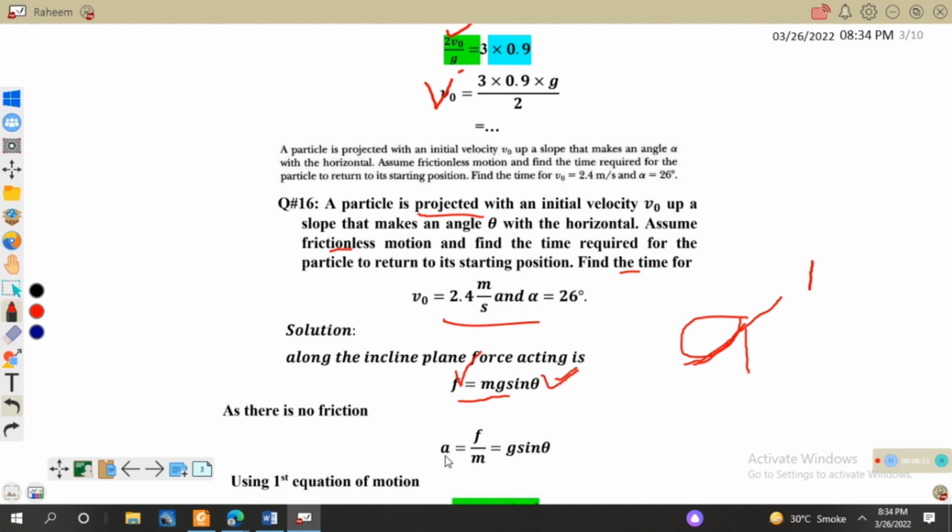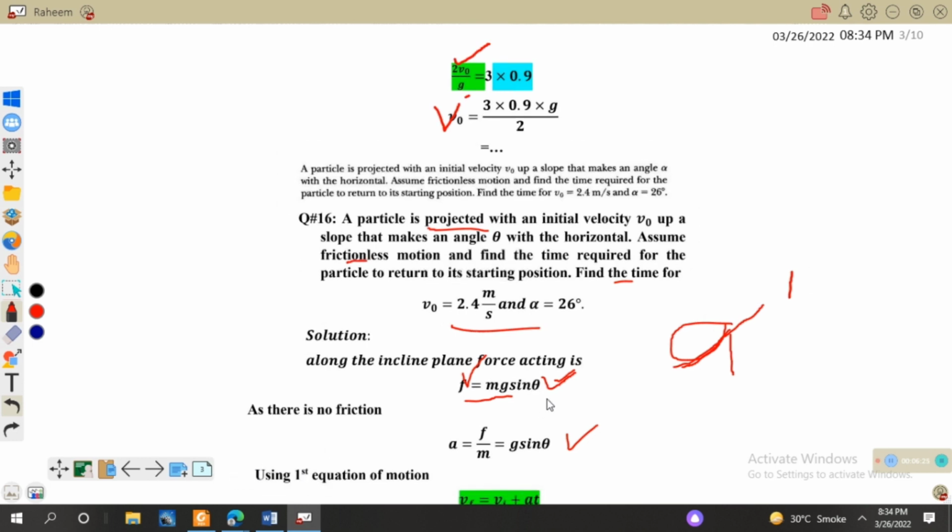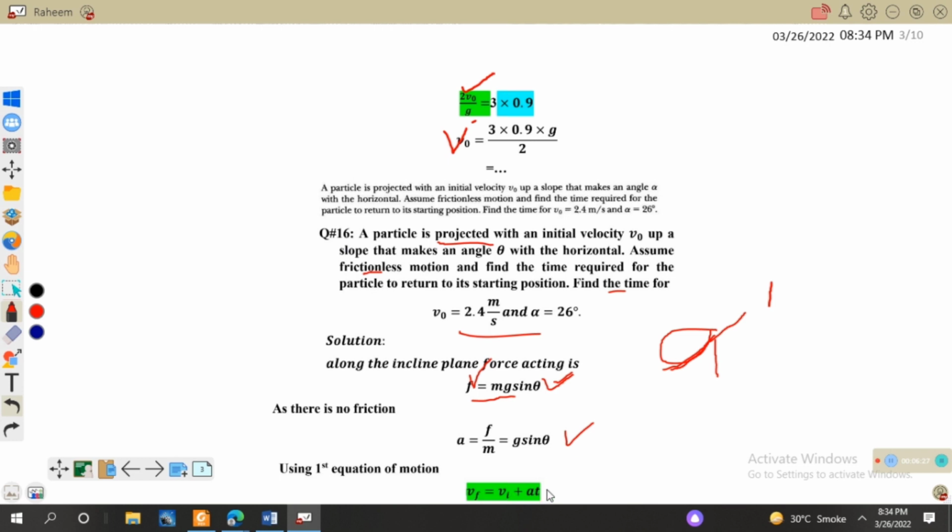If we find acceleration, acceleration will be force over mass, so m will get cancelled with m, and we will be left with g sine theta. So acceleration in this case will be g sine theta. If we use the first equation of motion, vf is equal to vi plus at, because if we are projecting this ball up the plane, at the highest point its velocity will be 0, so we put final velocity equal to 0 and find an expression for time using this first equation of motion.